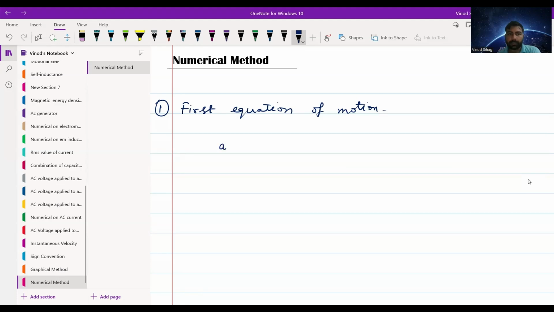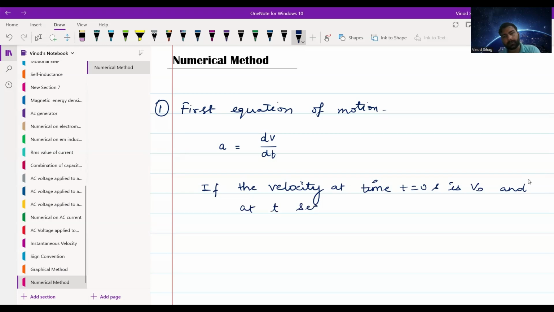So acceleration can be written as differentiation of velocity with respect to time. That means a equals dv upon dt. And if we assume the velocity at time t equals 0 second is v naught and at t second is v, then we can integrate this equation.